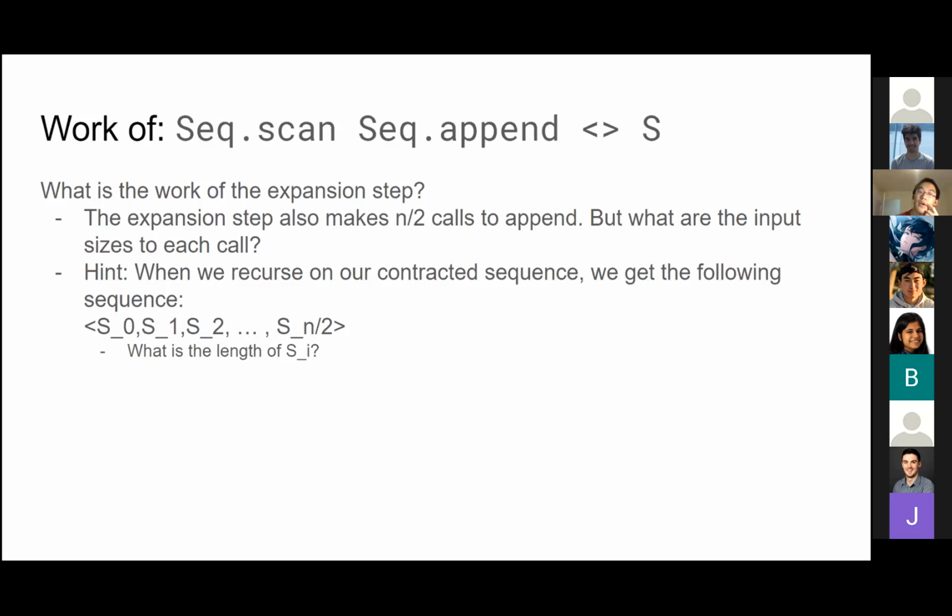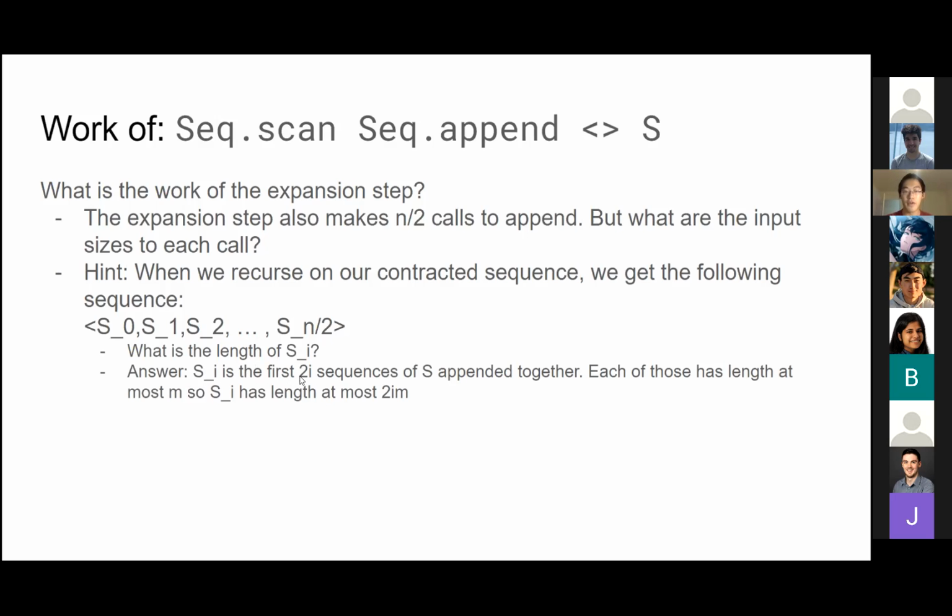It should be i times m, right? Almost. S sub i is the first 2i sequences of S appended together. Remember, we contracted, so when we scan on this, each element in our contracted sequence represents 2 elements of our original. So the ith element in this sequence is the first 2i sequences of our original appended together. Each of those has length at most m, and so S sub i has length at most 2im. Okay.